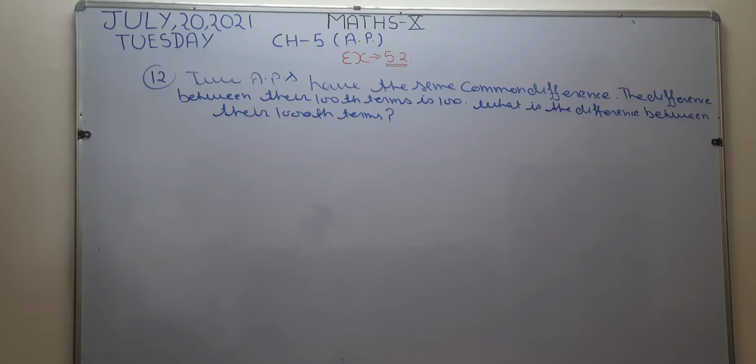Now I want to solve question number 12 of Exercise 5.2. See what is given. Two APs have the same common difference, which means two APs are there having the same common difference. The difference between their 100th term is given as 100, and we have to find the difference between their 1000th term.